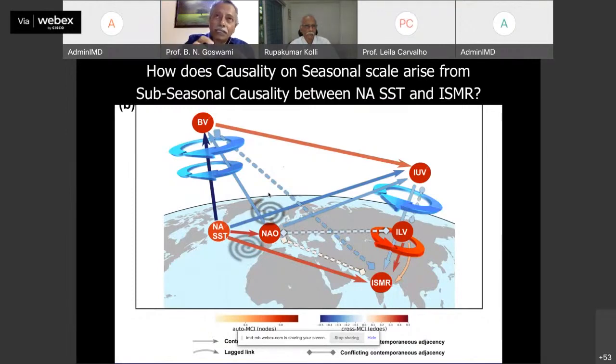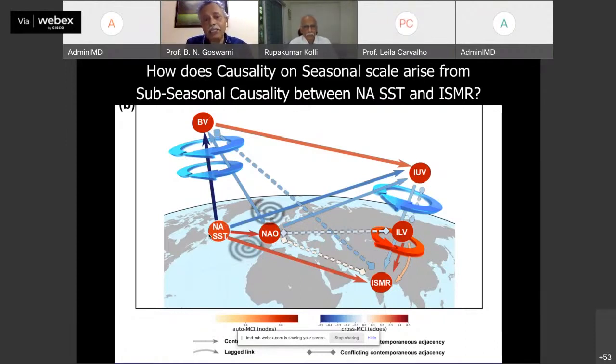Going a little deeper, how does this mechanism work on the intraseasonal time scale? Does the North Atlantic SST produce barotropic vorticity over there, and does that barotropic vorticity affect the upper level vorticity over the North Indian region, and is that upper level vorticity connected to the lower level vorticity and rainfall over the region? To do that, we used the North Atlantic data on the intraseasonal timescale.